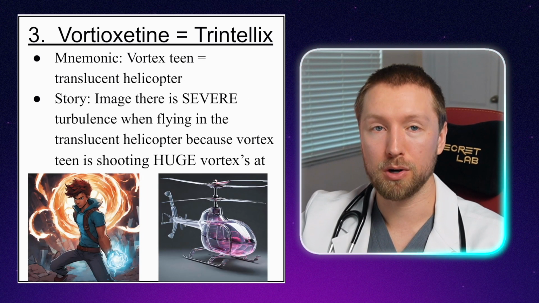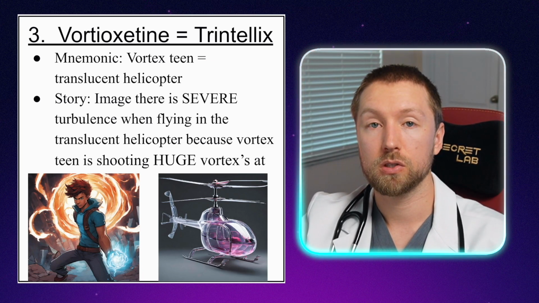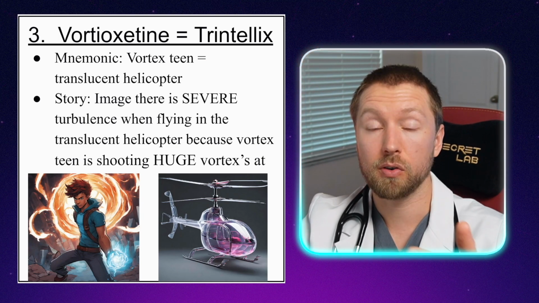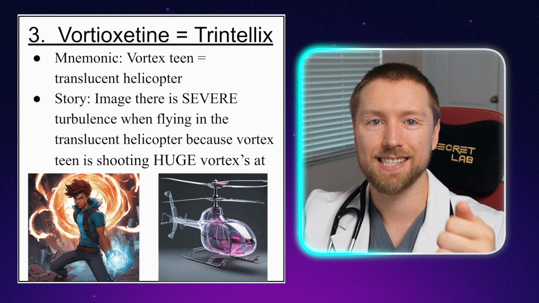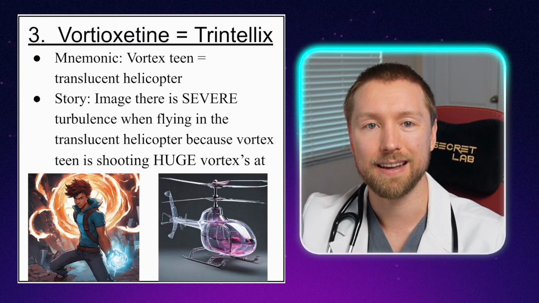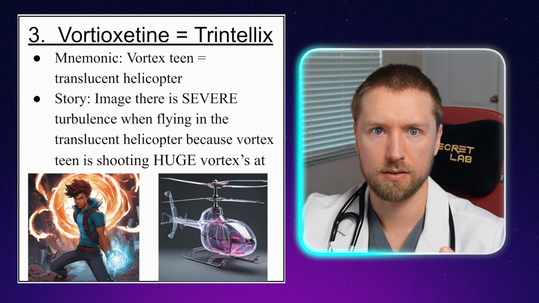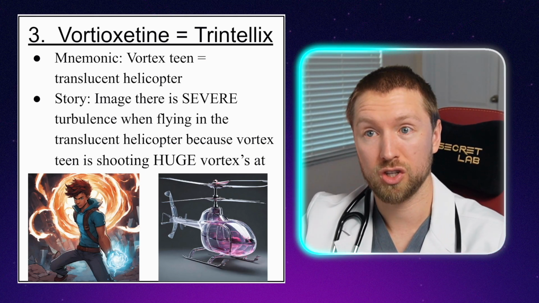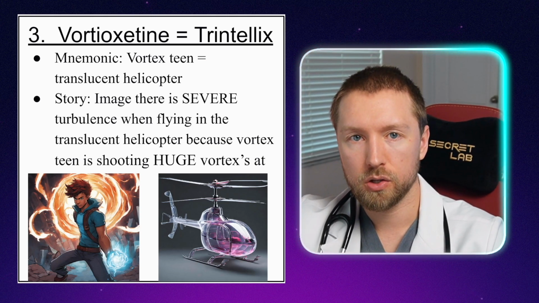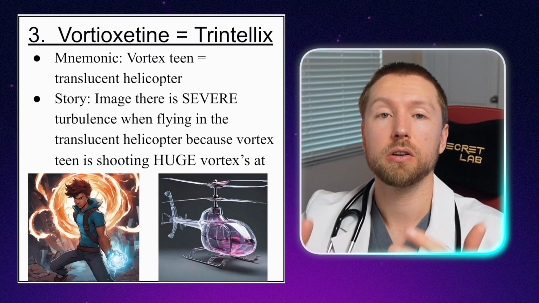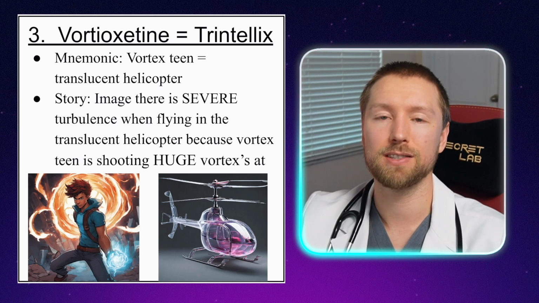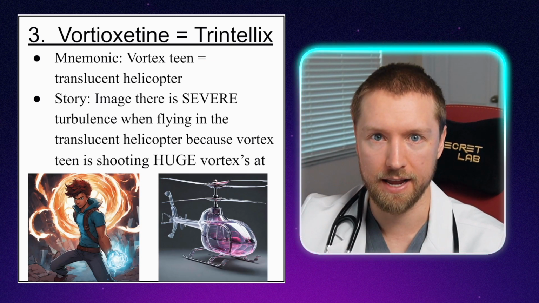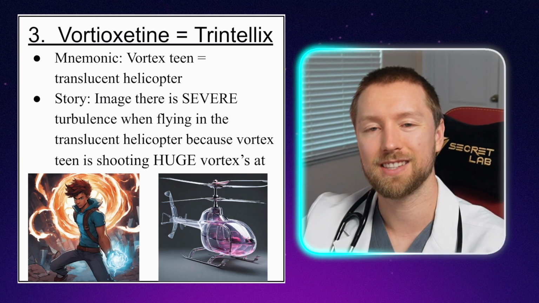Now, how do we remember and link Vortioxetine to Trintellix? Trintellix is the brand name, Vortioxetine is the generic name. For Vortioxetine, we're going to imagine a Vortex-tine. You see the picture there on the bottom left. Vortex-tine is a teen that makes vortexes. And for Trintellix, we're going to imagine a translucent helicopter. Trintellix, translucent. So the story to link these 2 together is, imagine there's a severe turbulence when flying in your translucent helicopter because Vortex-tine is shooting huge vortexes at it. Huge wind vortexes. So that's how you link those 2 together.